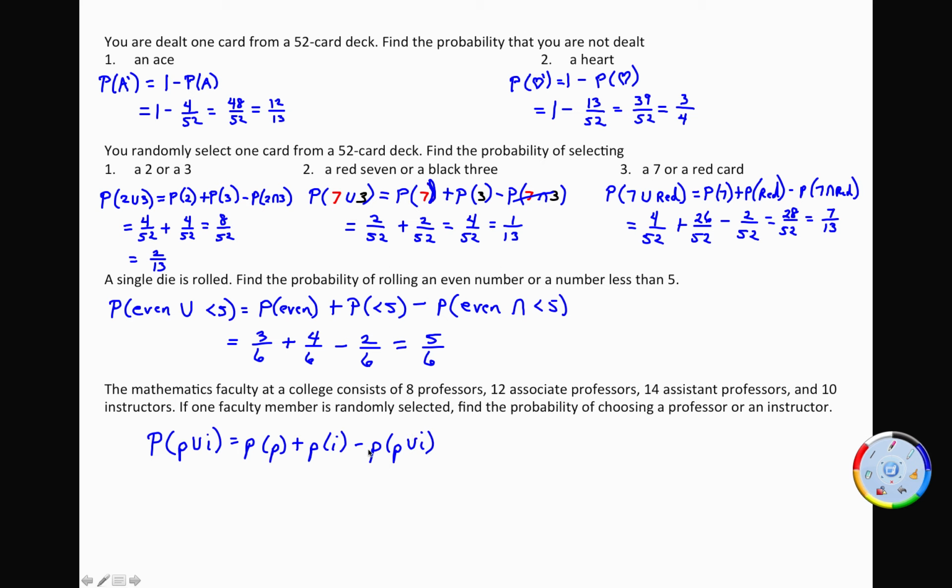You're not both. So it's just the probability of being a professor, and there are 8 professors out of the total number of faculty. So 20, 30, 44, 8 out of 44, plus the probability of being an instructor, and there are 10 instructors out of 44. This is 0, so minus 0. So 18 out of 44. They're both divisible by 2, so 9 22nds.